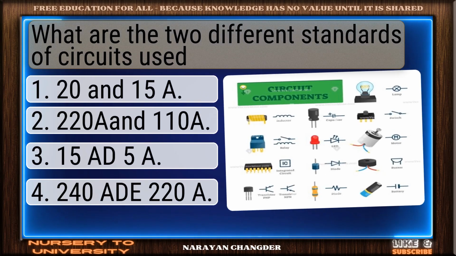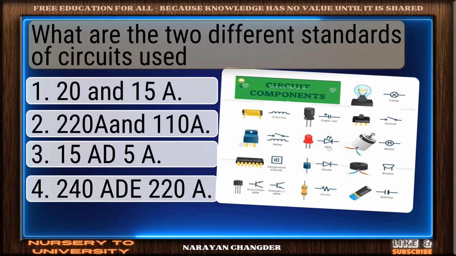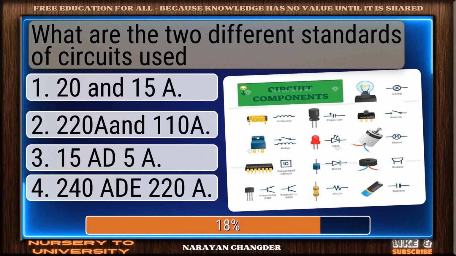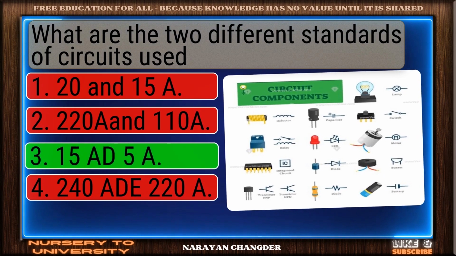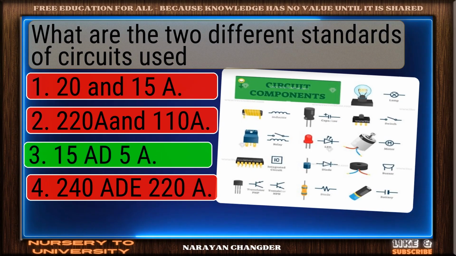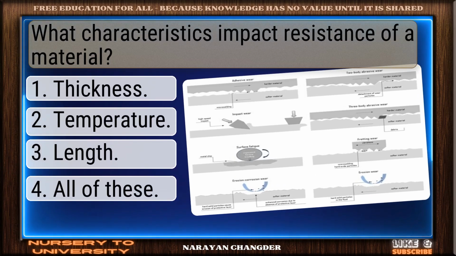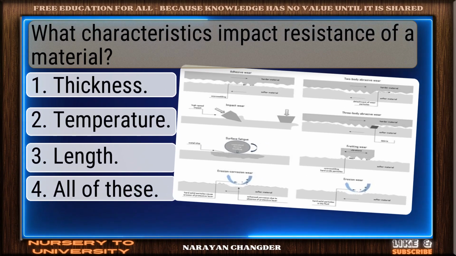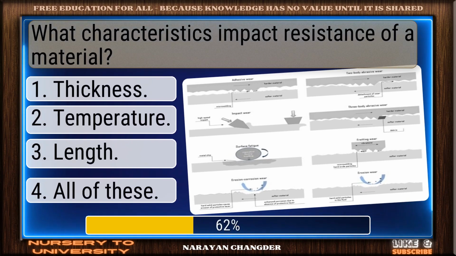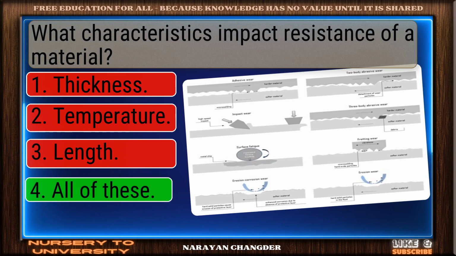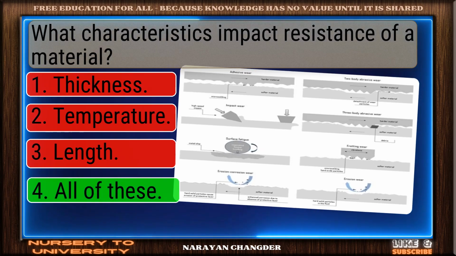Question number 1. What are the two different standards of circuits used? Well reasoned. 15A is the correct choice. Question number 2. What characteristics impact resistance of a material? Right choice. All of these is the best answer.